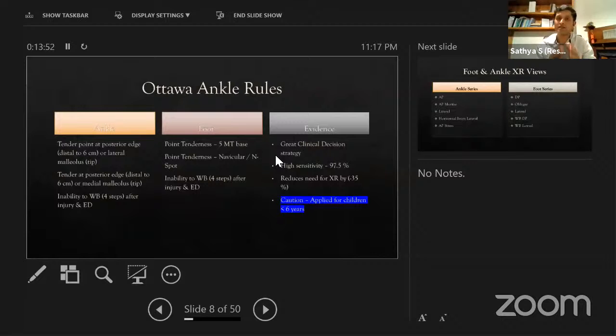Okay, especially caution has to be applied for children under 6 years, because you're not sure. Their understanding of the problem, or giving you feedback about the injury, is sometimes very hard, because they don't realize and they are in a kind of danger mode. Sometimes we don't have enough data to say to follow the Ottawa ankle rules for all the other people. So be cautious on that side.